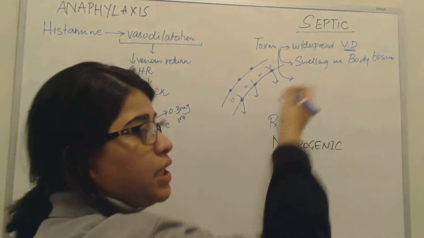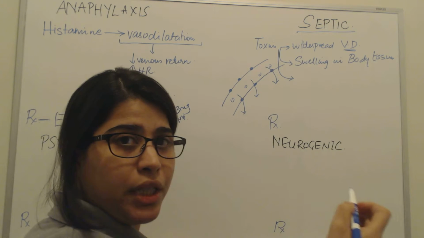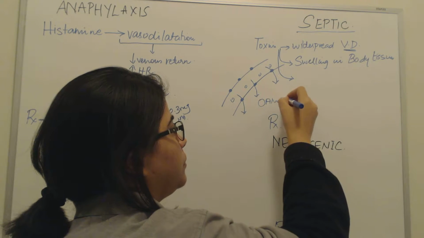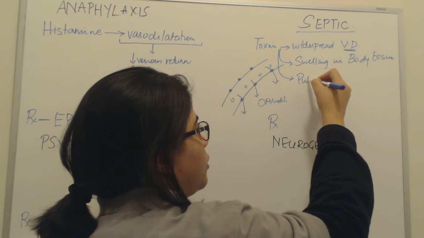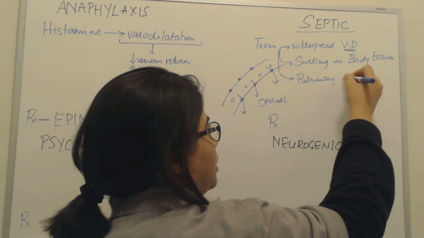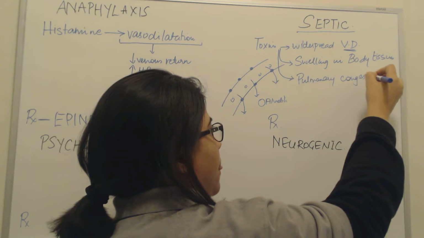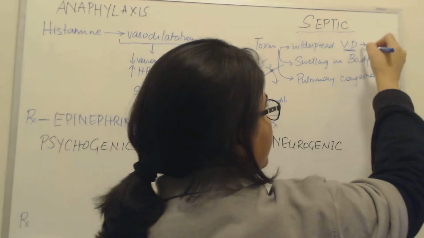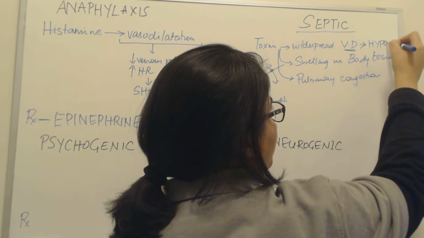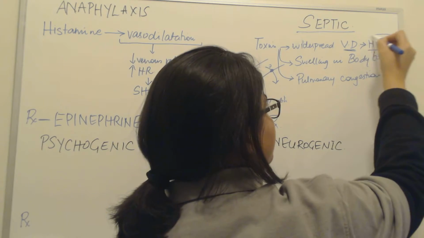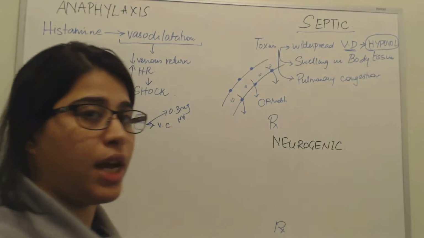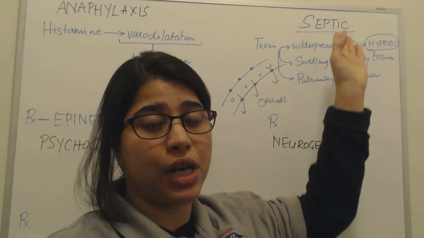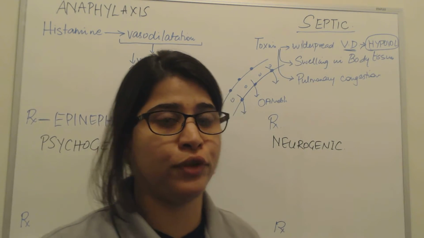Now when this vasculature starts to leak in the pulmonary vessels, the fluid starts to fill up within the alveoli, and this causes pulmonary congestion. And overall, due to vasodilatation, there will be hypovolemia. So not only is there vasodilatation, the fluid is leaking out, eventually all of them will cause a drastic drop in the total volume of the body.